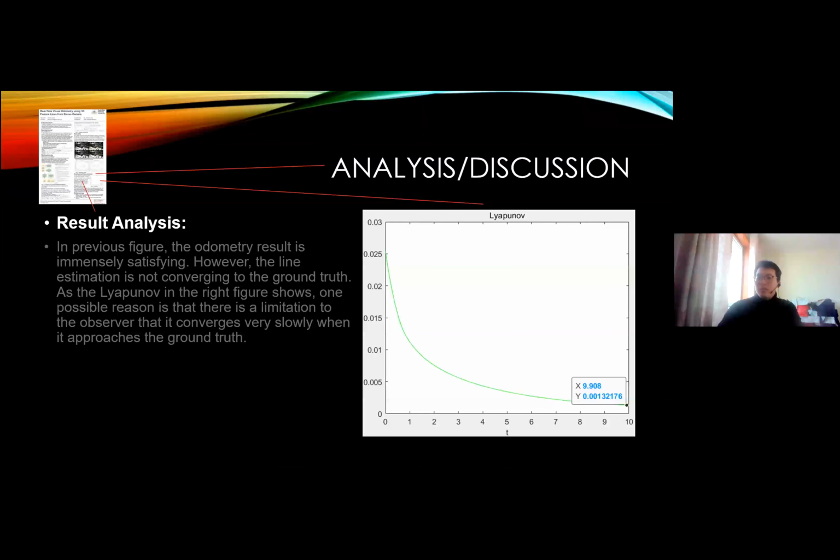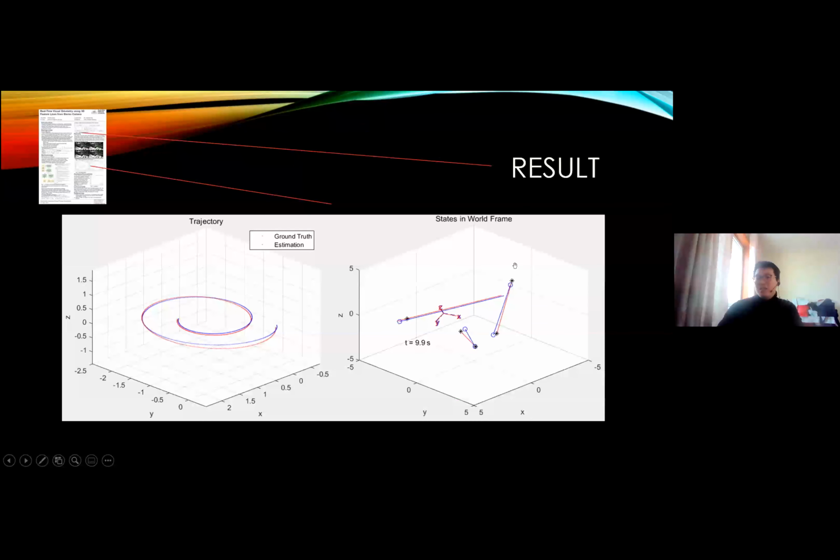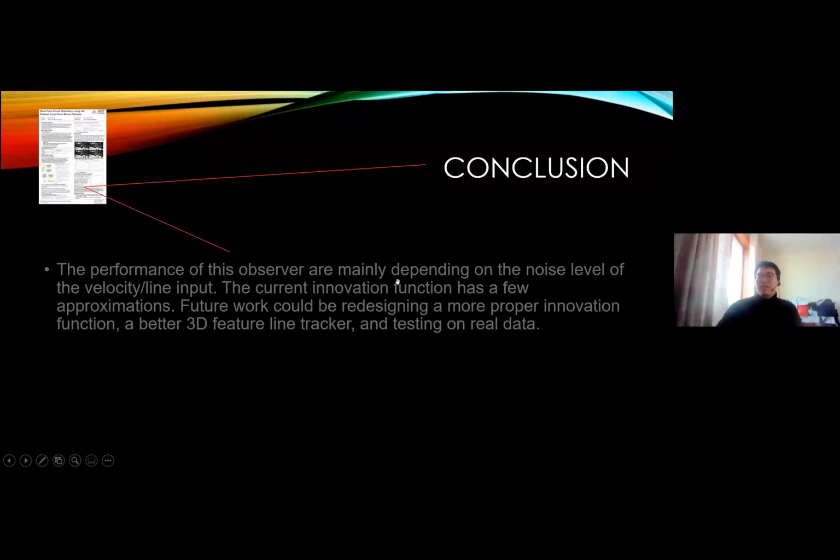But would you hazard a guess on why the line estimates are not converging as quickly as the state? So that's probably because of the noise. In the first few seconds the estimation is very rough, and in the last few seconds it is converging to the ground truth plus the noise. The noise is fixed in the simulation for each line. So it's probably converging to the original line plus the noise instead of the line itself. That's why I conclude that the performance of this observer depends on the noise level of the model input, or the line input.